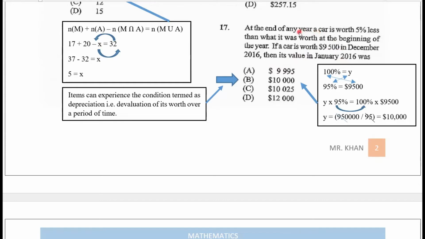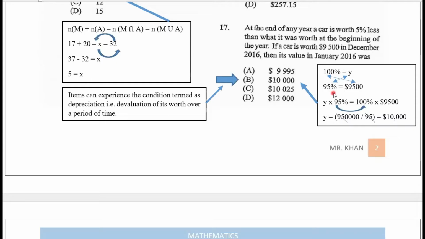Now remember, we did establish that the car drops in value by 5% every year. So what we're going to do here, one method is where we use ratio and proportion. And what I mean by that is this. Anything in life, students, I want you to keep this in mind, you always start off with 100%. So the initial value of the car at the beginning of the year, which we don't know, we'll call it Y, we can equate it to 100%.